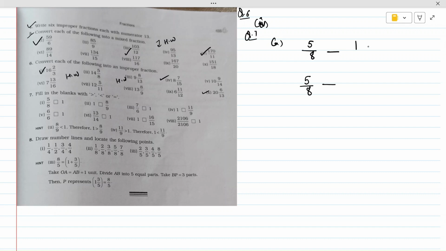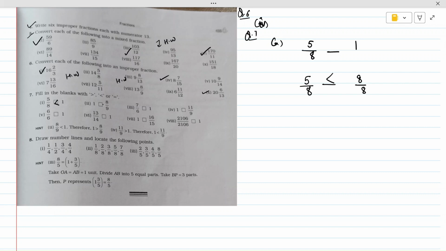I can write 1 as 8 by 8, right? Because when we solve this, we will get 1. So we can represent 1 as 8 by 8. Now the denominator is the same, and when the denominator is the same, the number with the greater numerator is greater. So this is greater. Here I am writing this is greater.